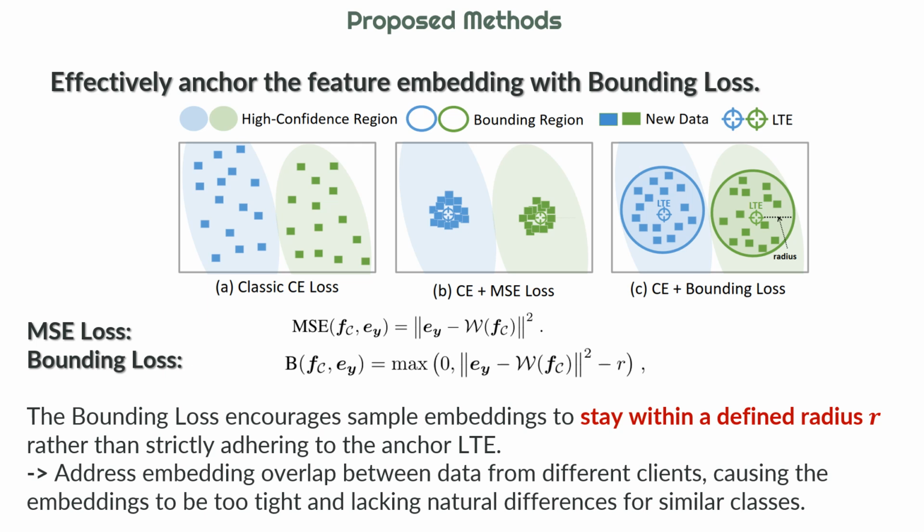The naive solution is to use the MSE loss for feature constraints. However, it can make the latent space too tight and lacking natural difference. We propose the bounding loss to address this problem, which encourages sample embeddings to stay within a defined radius rather than strictly adhering to the anchor LTE.